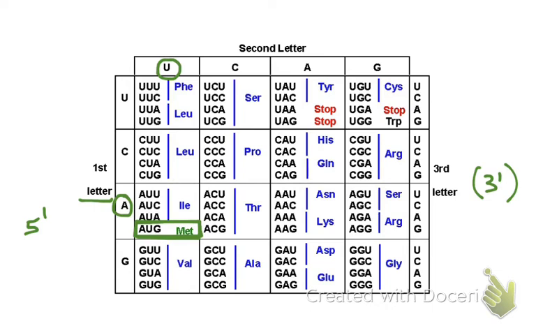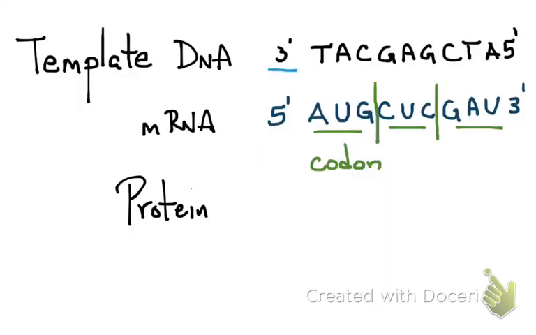But I also want to point out that this is also known as the start codon. And so AUG serves a dual function here. And so what we're going to do is instead of writing start, we're just going to write MET as the amino acid that is coded for by AUG.